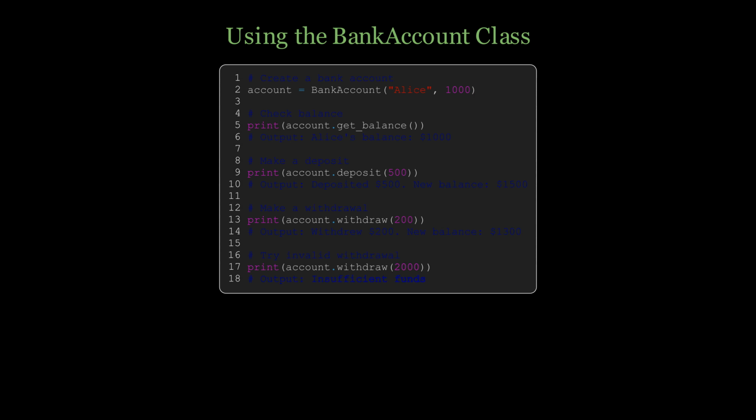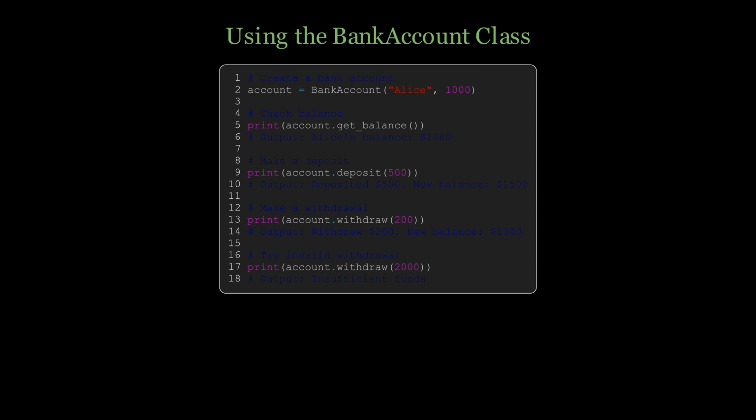Now let's see our bank account class in action. We'll create an account and perform various operations to demonstrate how all the pieces work together. We create an account for Alice with a starting balance of $1,000. We check the balance, deposit $500, withdraw $200, and try to withdraw more than available. The account maintains its state correctly, validates operations, and provides clear feedback. This demonstrates a well-designed class in action.